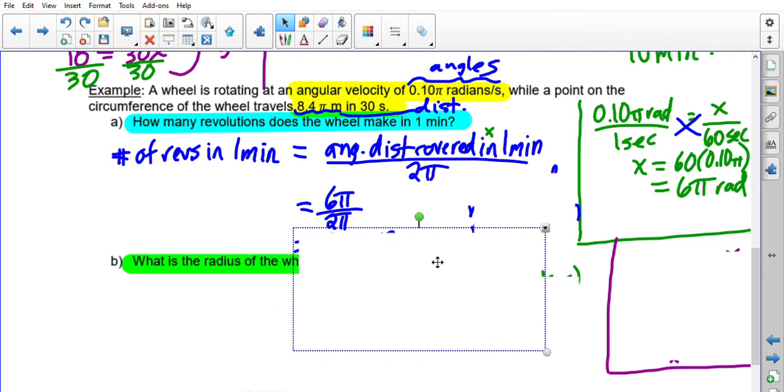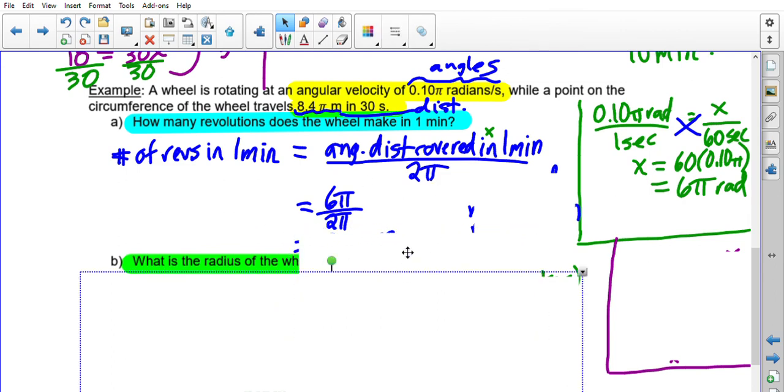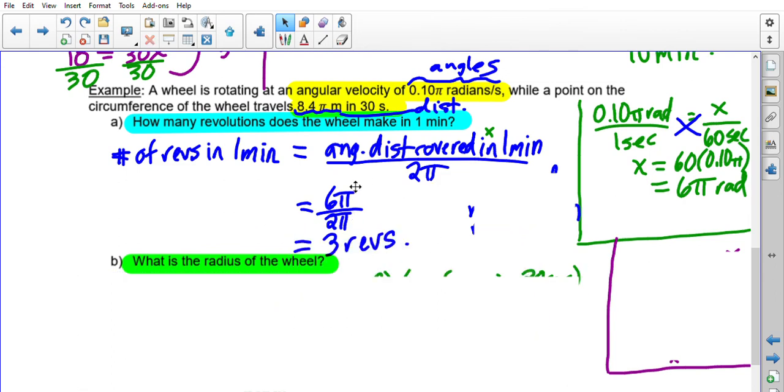All right, so the angular distance covered in 1 minute is 6 pi. Okay. So we do 6 pi divided by 2 pi, and that leaves us with a nice whole number of 3 revolutions. So we say the wheel made 3 revolutions in 1 minute. Okay, so it turned 3 times in 1 minute here.